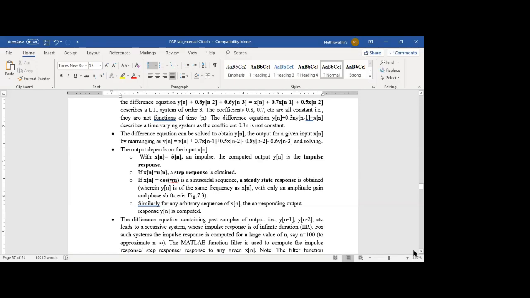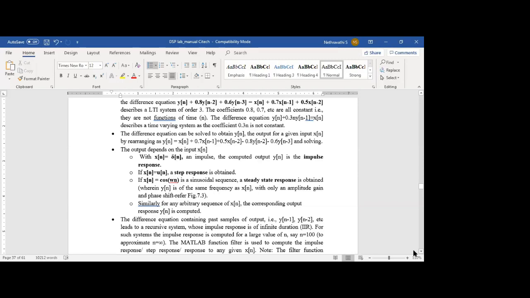What is the meaning here? In the difference equation, if my output sample contains past values, that is y of n minus 1, y of n minus 2, n minus 3, or any one of them, it need not be all of them. If even n minus 3 alone is there, it contains past output samples. If that is there, then the impulse response will be of infinite duration.